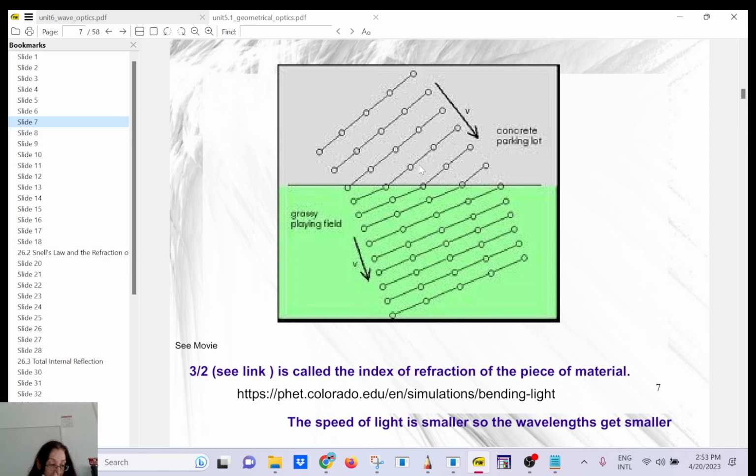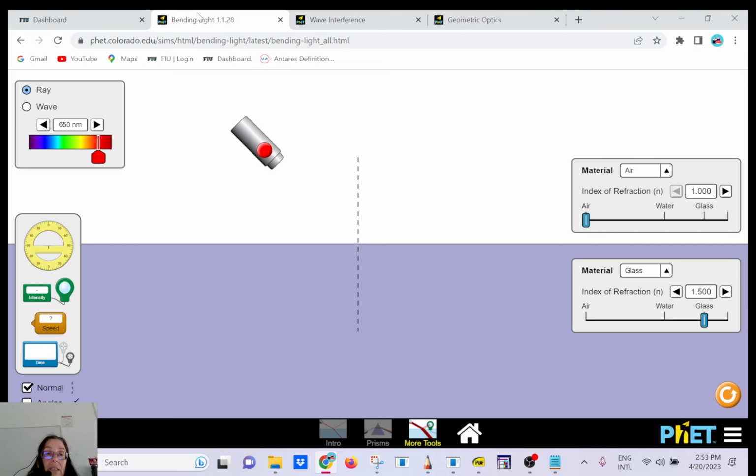So I have an app to show you. So this is refraction. And let me show you what it looks like. Refraction is called bending light. You see light move in a straight line in the vacuum, when it enters some glass, it's glass, it will bend.